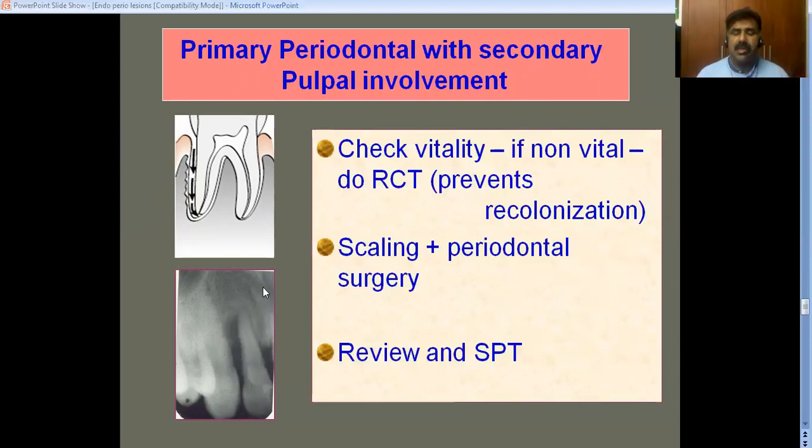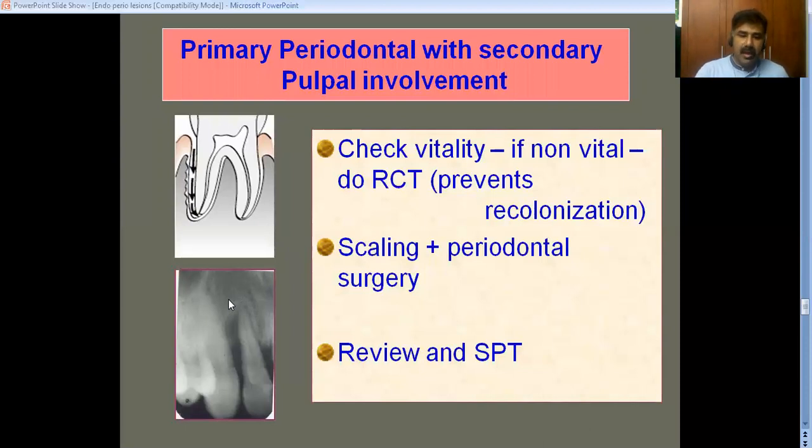Why? What is the reason you have to do an endodontic treatment first, followed by periodontal treatment? Even though the lesion is primary periodontal with secondary pulpal involvement, if you find that the tooth is non-vital, you have to first do root canal treatment. After that, you have to do a flap surgery. Now, suppose in this case you are doing a flap surgery first.